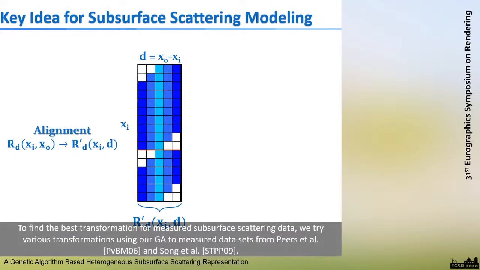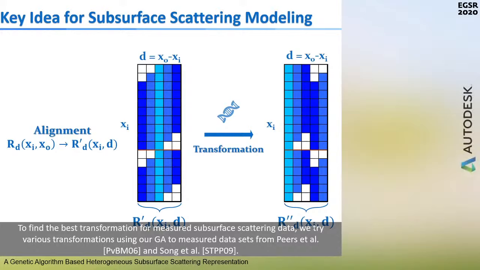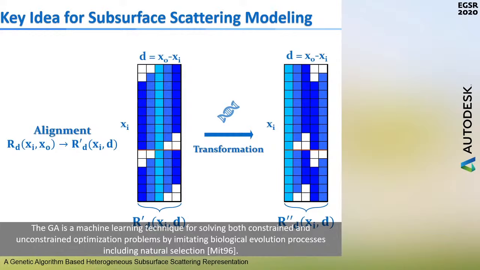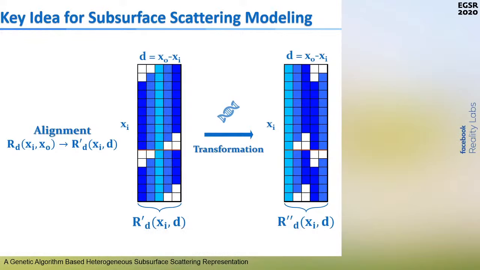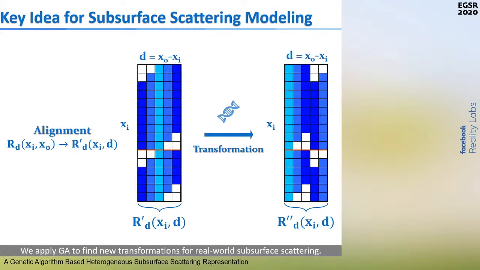To find the best transformation for measured subsurface scattering data, we try various transformations using our GA on measured datasets from Pedersen et al. and Song et al. GA is a machine learning technique for solving both constrained and unconstrained optimization problems by imitating the biological evolution process, including natural selection. We apply GA to find new transformations for real-world subsurface scattering.